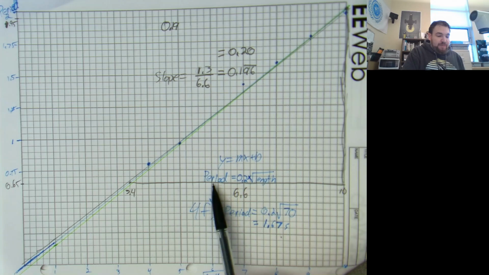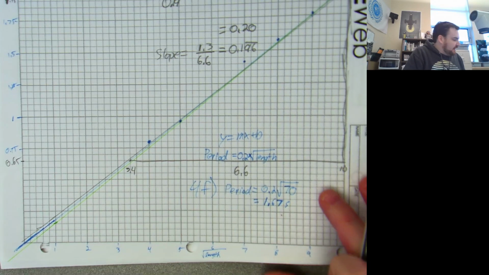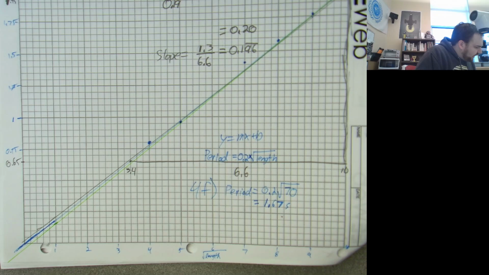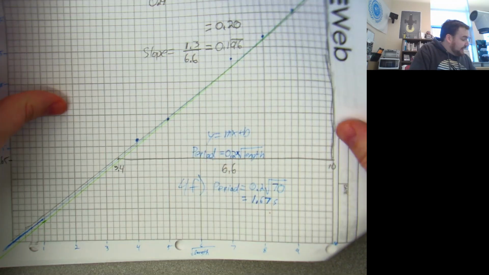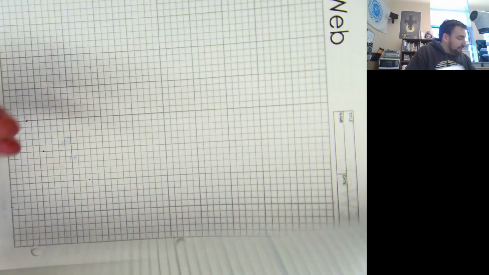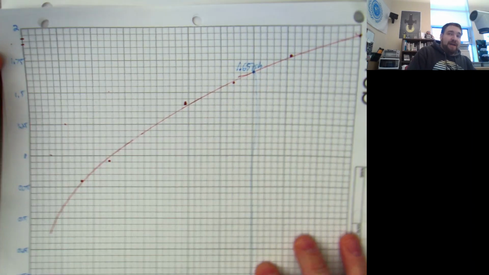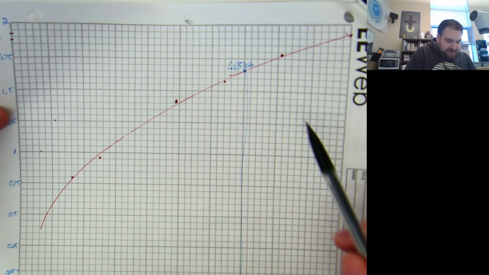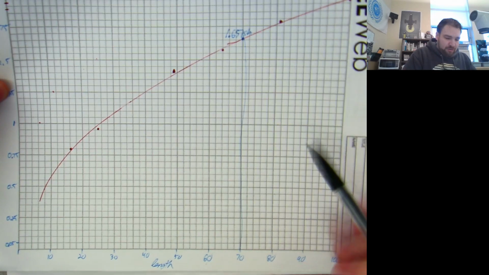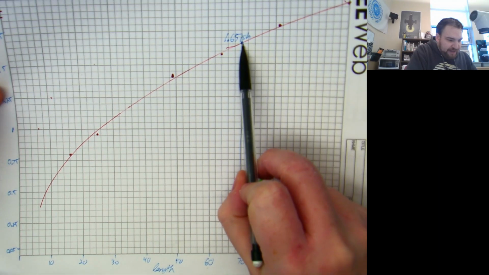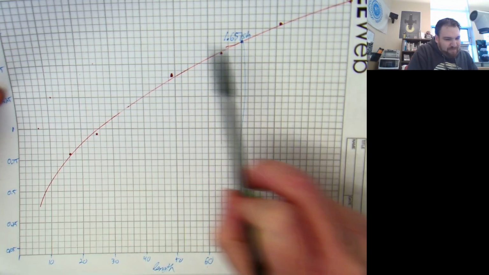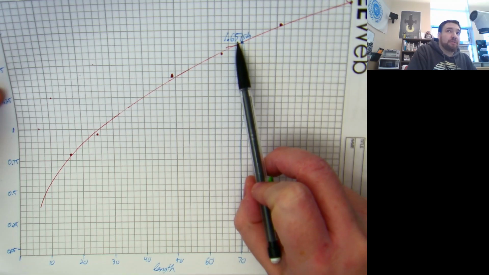So then the relationship would be this. Period is 0.2 times the length. And then in 4B and 4F, it says, in B it says, according to your graph, what would the period be of a pendulum that's 70 centimeters? So we can go back and take a look here and say, okay, well, 70 centimeters is here. I can go up to my curve and I can go over and say that's 1.65-ish.